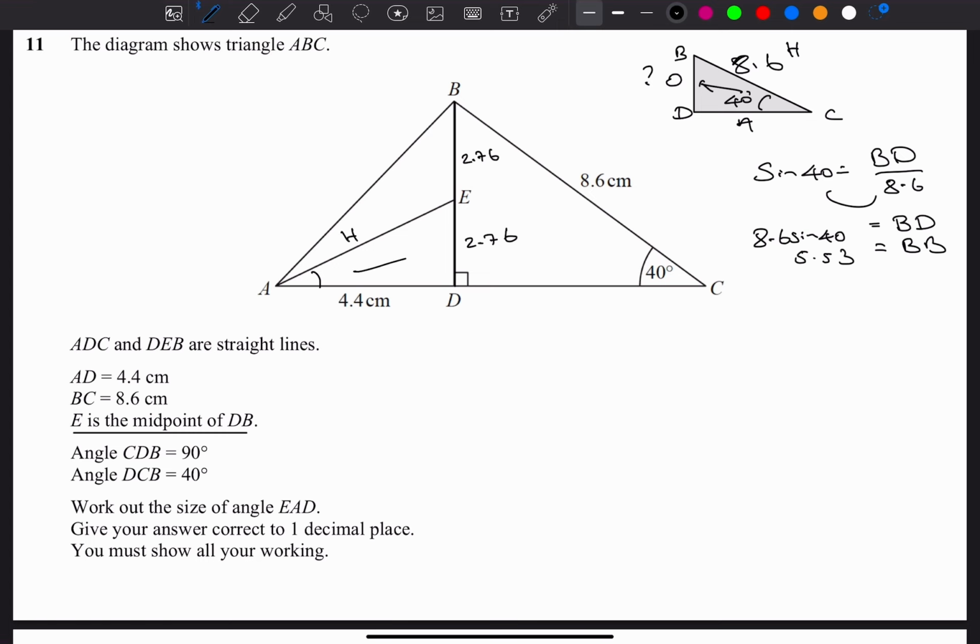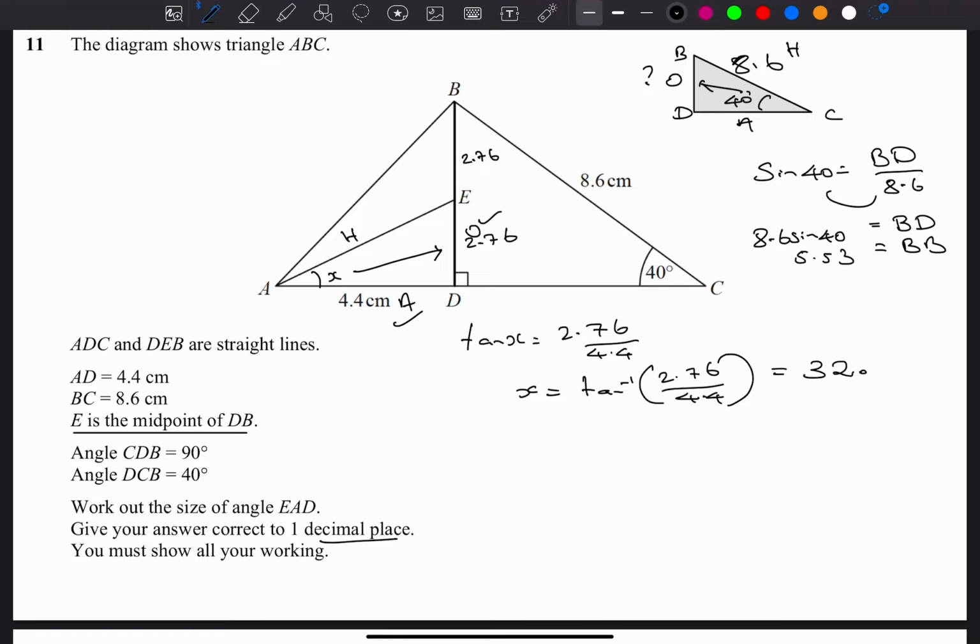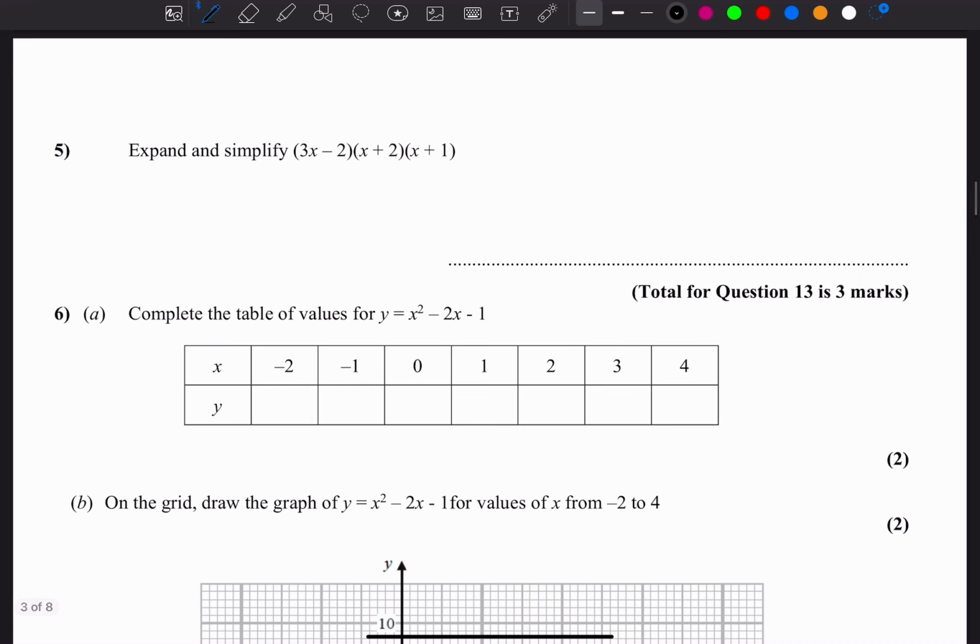So this is hypotenuse, opposite, adjacent, at the angle X. So we've got O and A. Tan X equals O over A, 2.76 over A, which is 4.4. X is just tan inverse of 2.76 over 4.4, which will give you 32.1 degrees. Okay, to 1 decimal place they wanted.